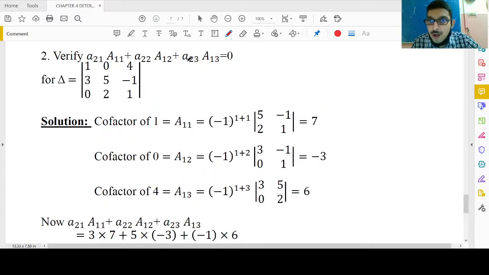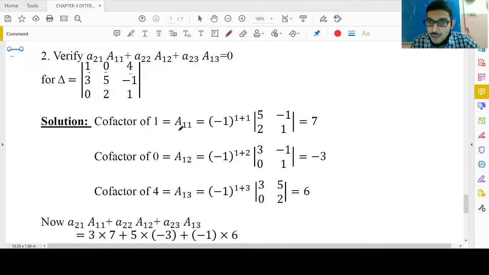Now the second remark. Here we are taking elements of second row and multiplying with the cofactors of first row. So in the second remark, if you multiply the elements of any row with the cofactors of any other row, then the sum of the product will be 0. So here we are taking cofactors of elements of first row. The cofactors of elements of first row are 1, 0, 4.